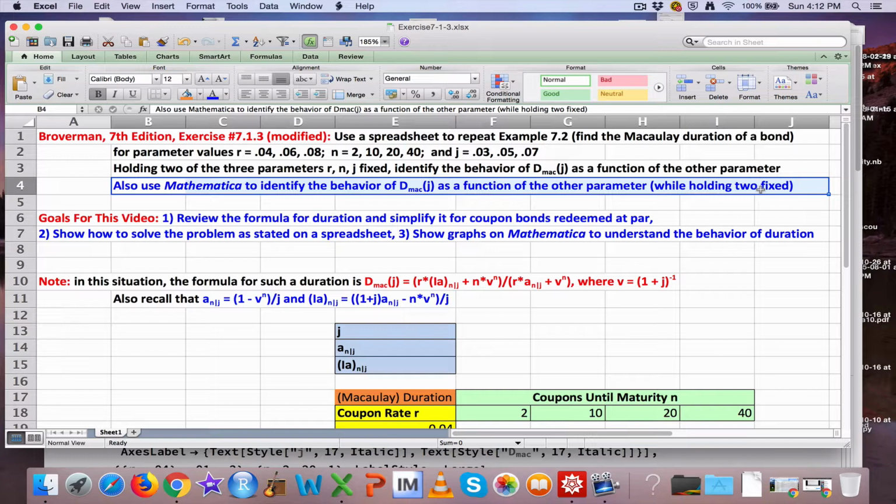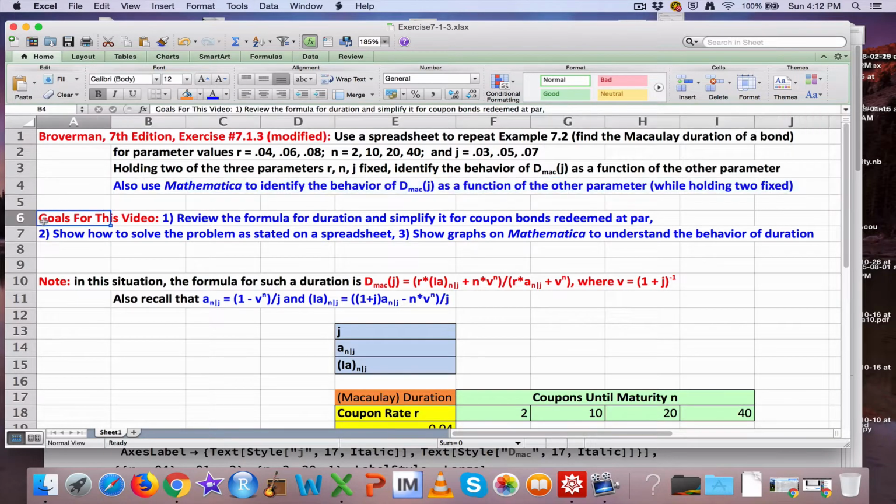The Macaulay duration is a pretty confusing thing to understand in its full generality, even in the situation where we have a bond that's going to be redeemed at par. It doesn't say this bond is redeemed at par, but that's going to be the assumption that we're making since it's not stated otherwise. We're going to see some pretty subtle things, and I want to give some financial interpretations to those things, pretty unexpected things, and I think that's going to be a cool thing that you're going to see in this video. So what are the goals for the video?